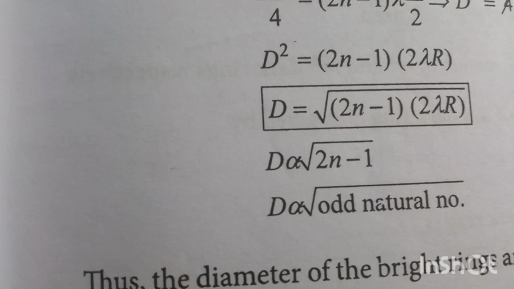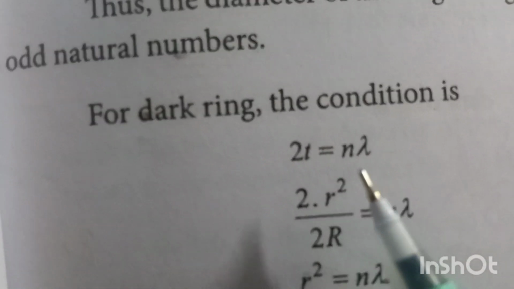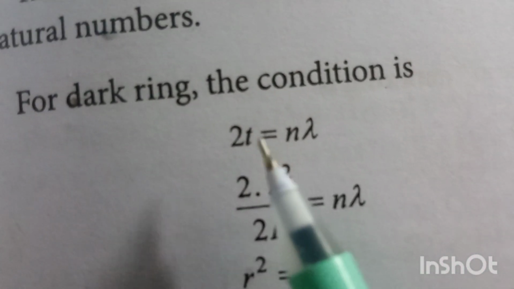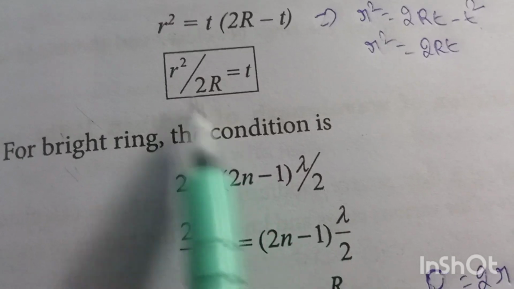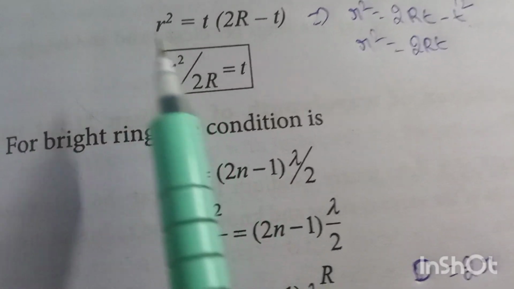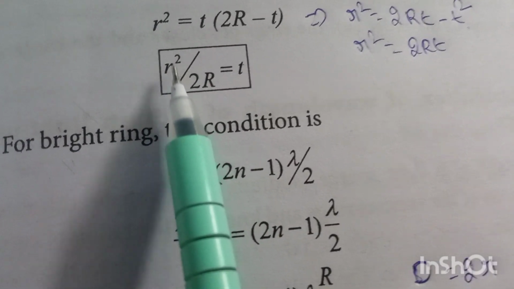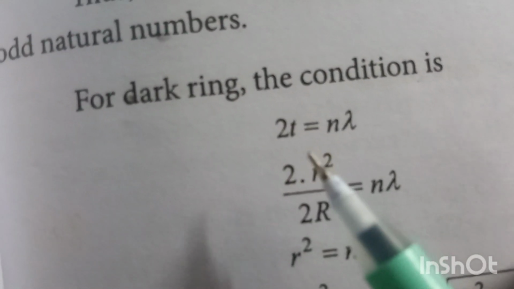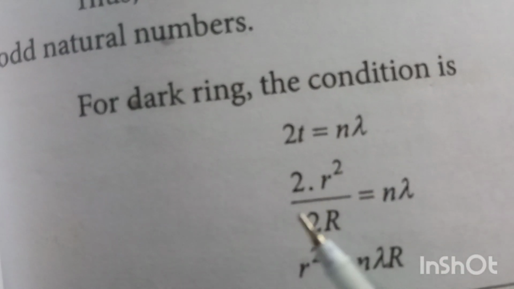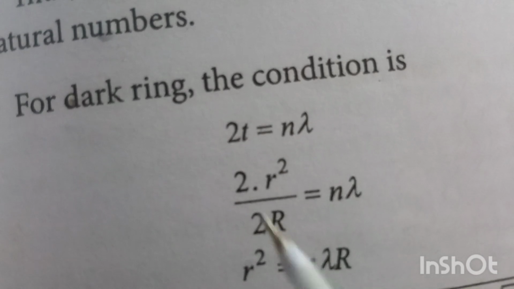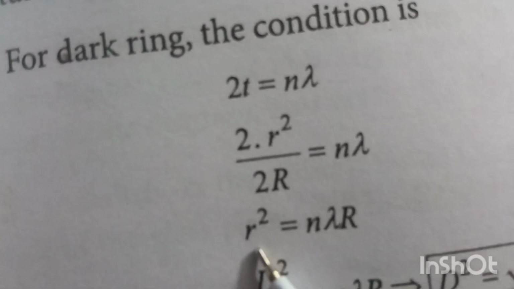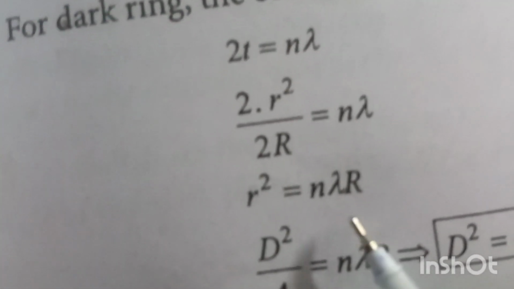And let us see the condition for the dark ring. Previously you noted down that for the dark ring, 2t is equal to n lambda. But we know the t value: t is r square by 2R. In the place of t, we can substitute r square by 2R. So 2 into r square by 2R is equal to n lambda. Here 2 gets cancelled, and we get r square is equal to n lambda R.